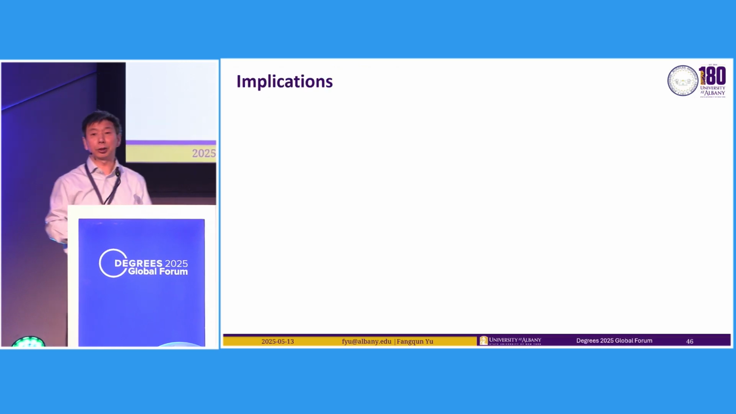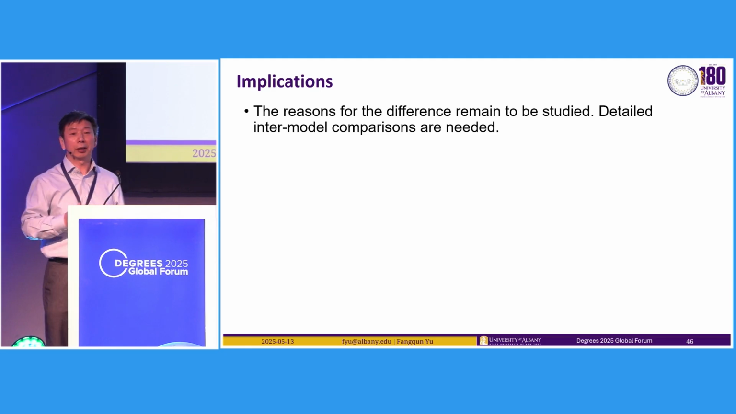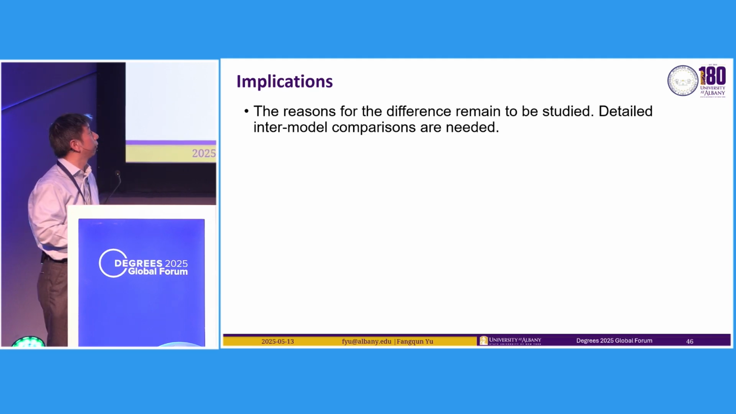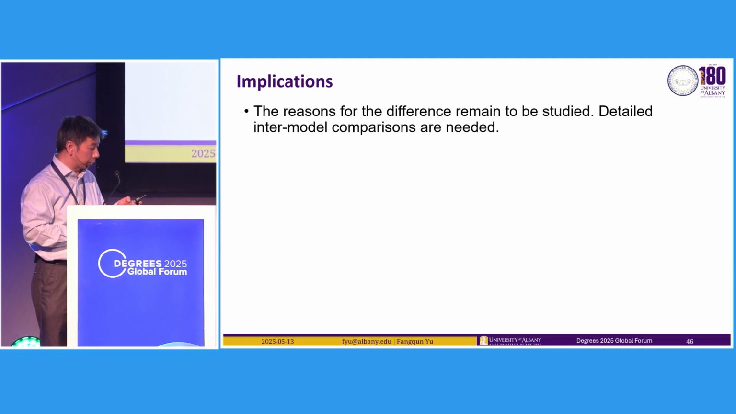So what's the implication of this finding? That's my last slide. First, we need to figure out the reason for the difference, because we know the efficacy is really important. It controls the cost and also the side effects, because the amount of material you put in the stratosphere affects the side effects. For that, we need detailed model intercomparisons to understand why they are different. We have a GeoMIP Friday, and I think we will have more discussion there.